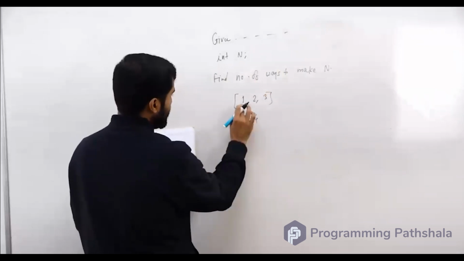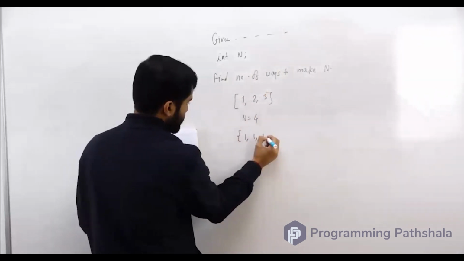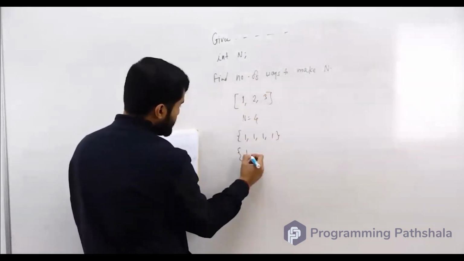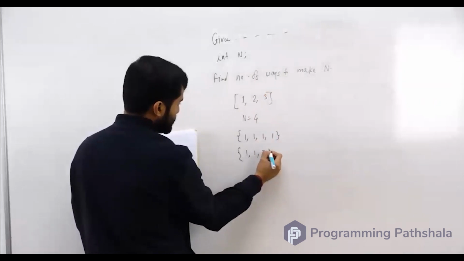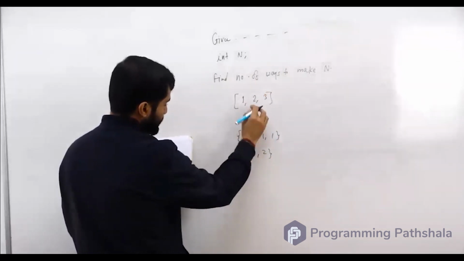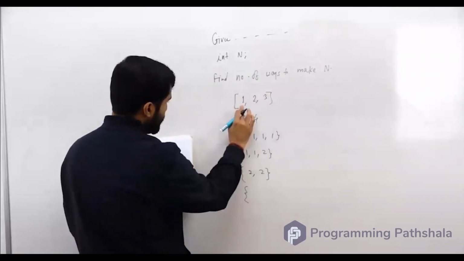So what I can do is I can take 4 units of 1 rupee coins. So I can take 1, 1, 1, 1. That's it. Another way could have been I take 2 units of this and 1 unit of that. This sum is also 4. Another way could have been I take 2 units of this. And one more way could have been 1 unit of this and that.